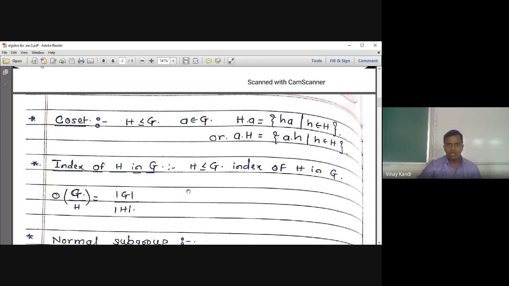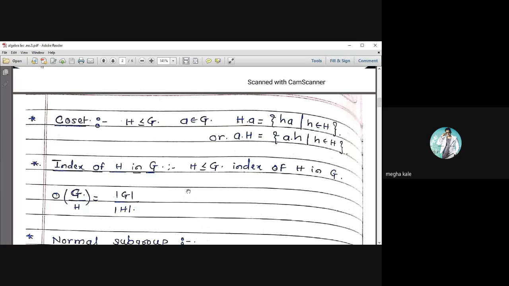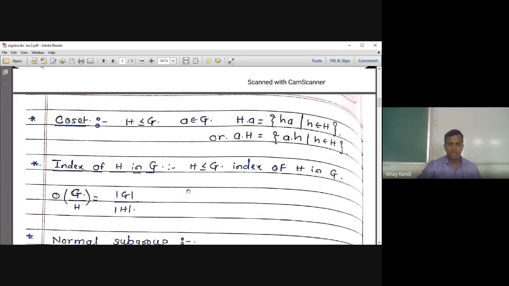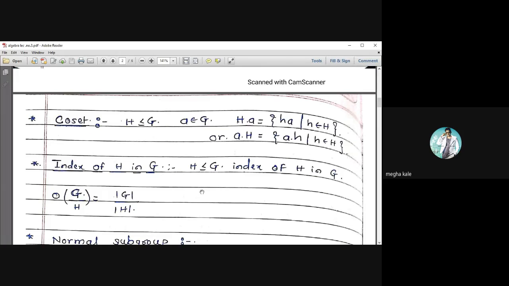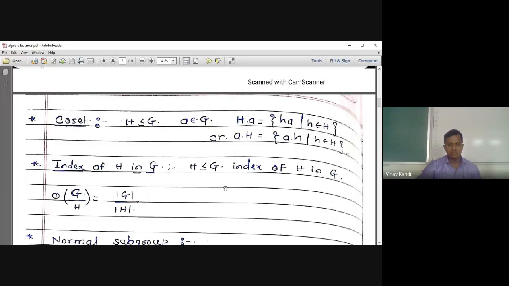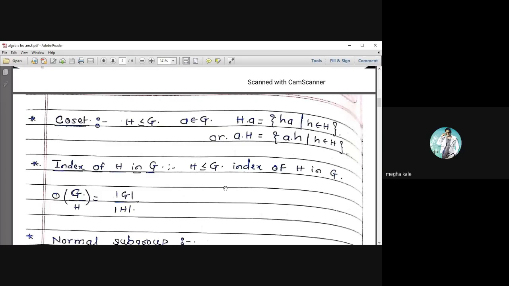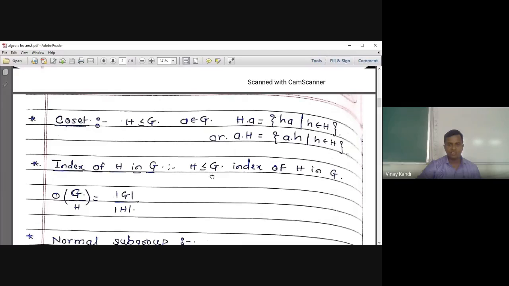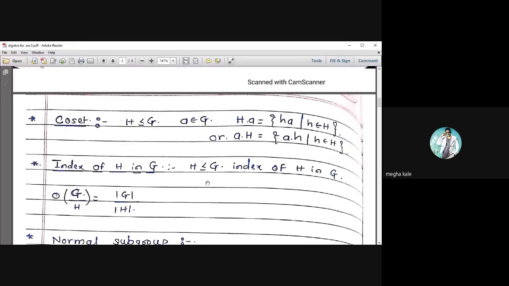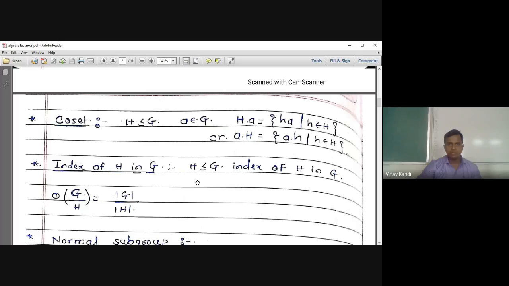Yes, sir. Quaternion group. The number of elements in the quaternion group Q8 is equal to 8. And take H equal to plus minus 1. Then what is the index of H in G? 8 divided by 2.